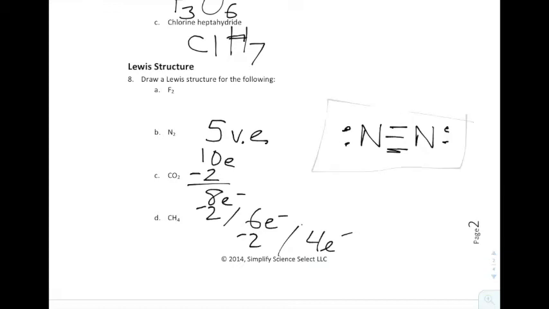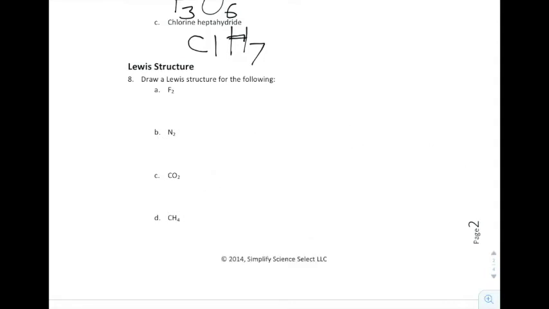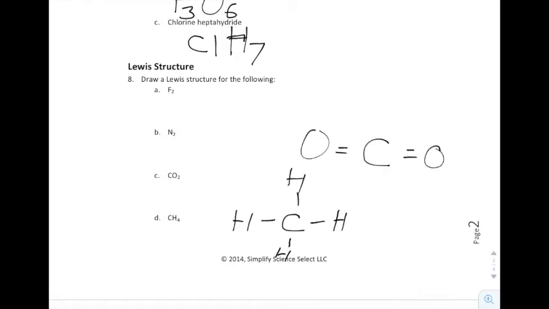So now let's go ahead and show you what the valence electron structures for carbon dioxide and for methane are, which is CH4. For CH4, you're going to have something that looks like this. And for carbon dioxide, you're going to have carbon, double bonded O, double bonded O. And then don't forget to put your pairs of electrons on the outside of the carbon dioxide.